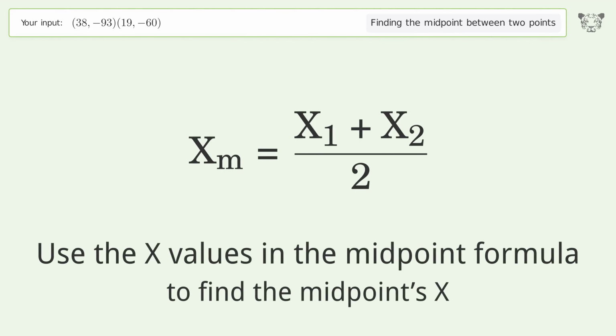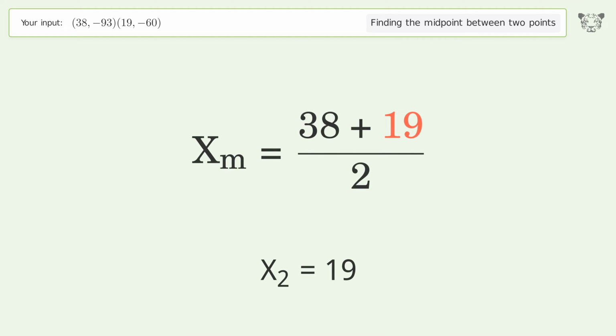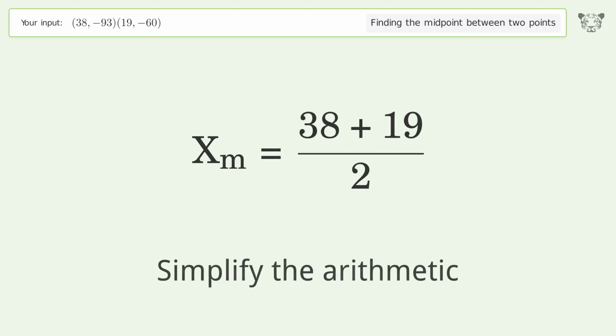Use the x values in the midpoint formula to find the midpoint's x. x1 equals 38. x2 equals 19. Simplify the arithmetic.